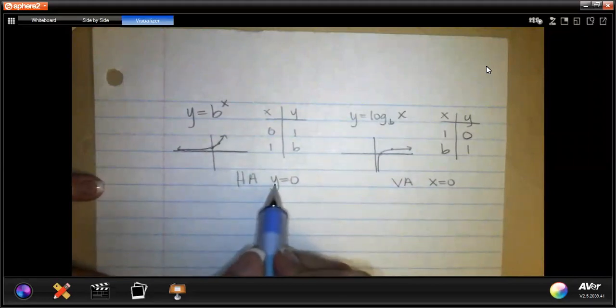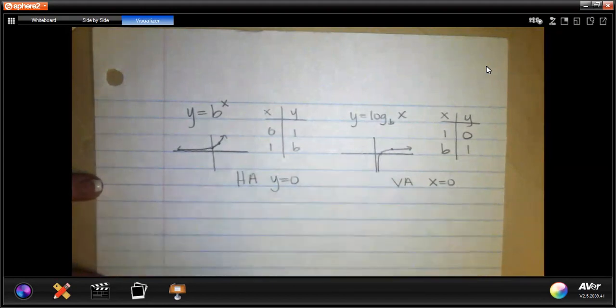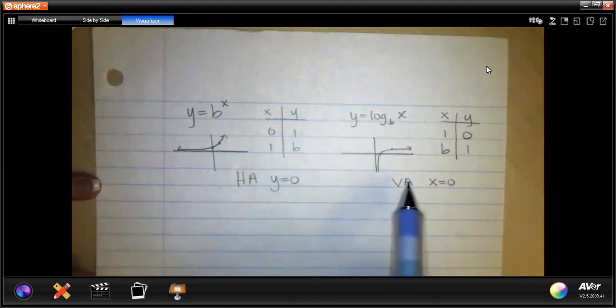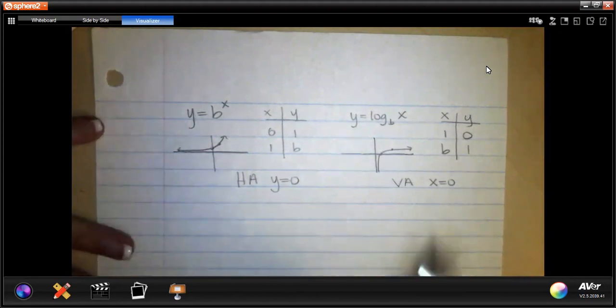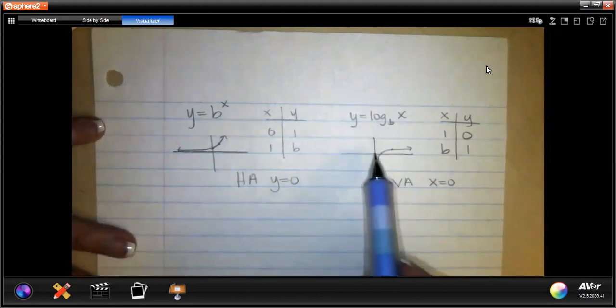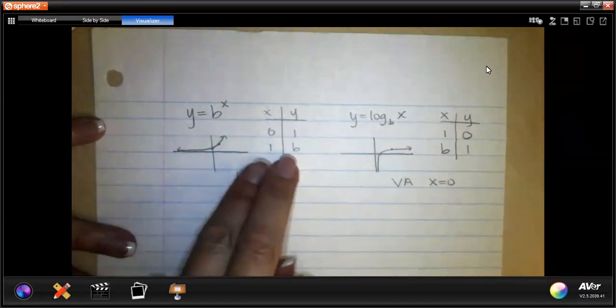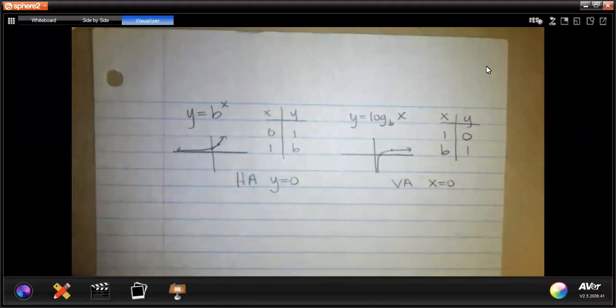Horizontal lines are written as y equals, vertical lines are written as x equals. These are inverses of each other, so they're a reflection over the line y equals x. We see that here in these two pictures. This would be considered our parent function for our logs when we use transformations. With our logs, we're going to have our key points at (1, 0) and (b, 1), because that's the switch of the exponential, and we're going to have vertical asymptotes, which we write as x equals 0. So we'll start working with that in order to do transformations.